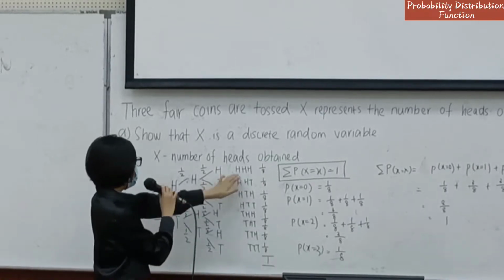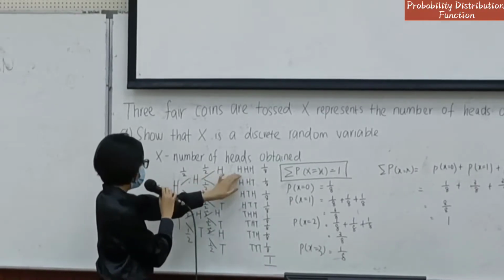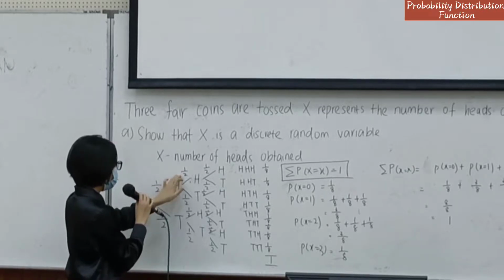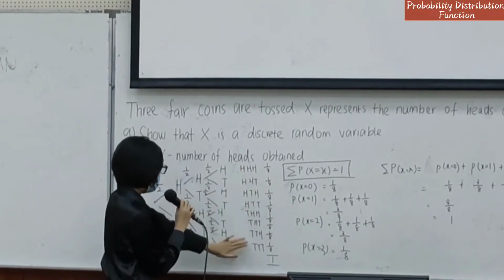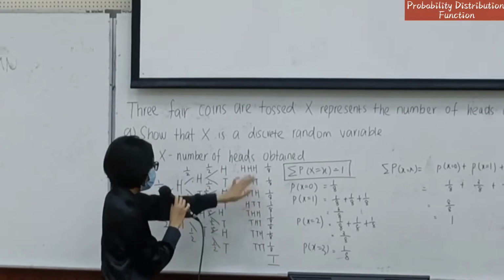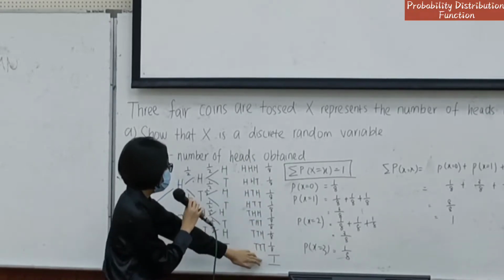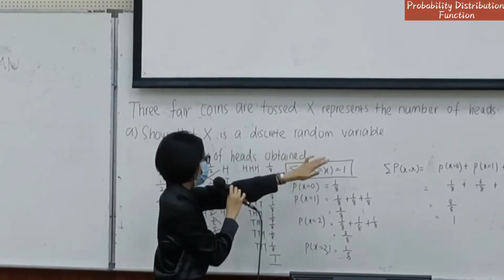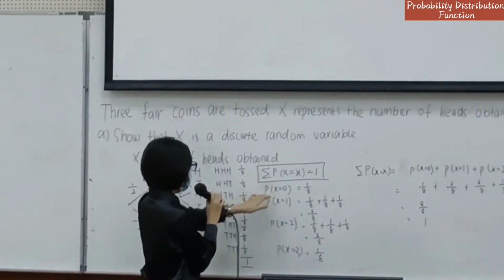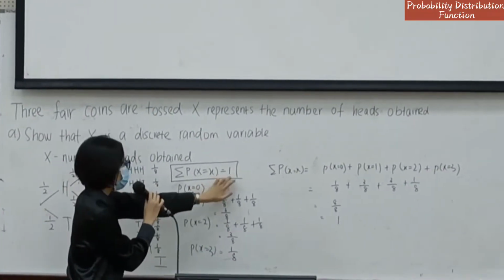So from here, the first condition we get is head, head, head. So 1/2 times 1/2 times 1/2, we get 1/8. And for all the other conditions it is the same. So if we total it, we get 1. And to show that it is a discrete random variable, when we add all the probabilities of x, we get 1.